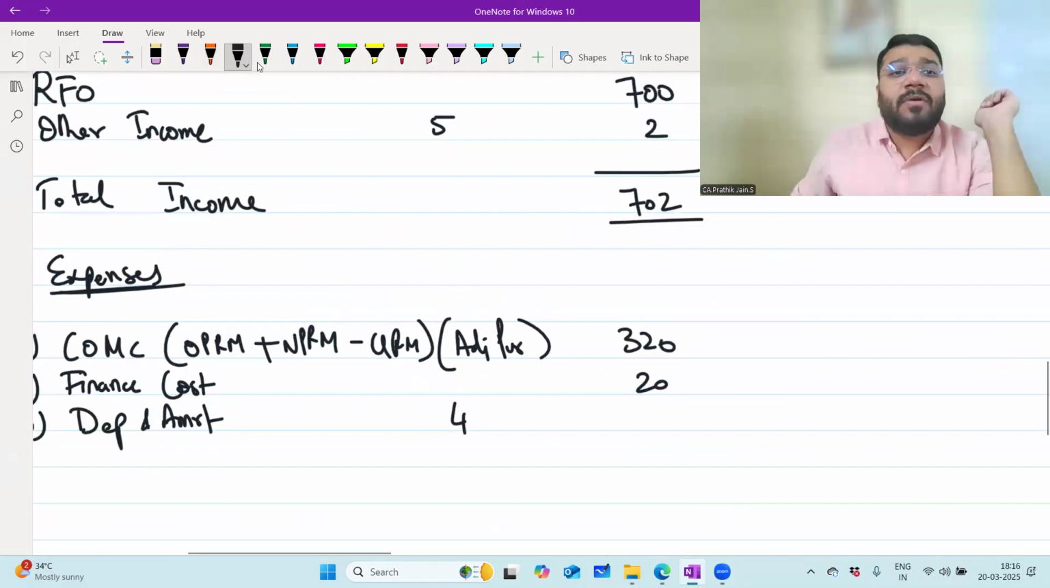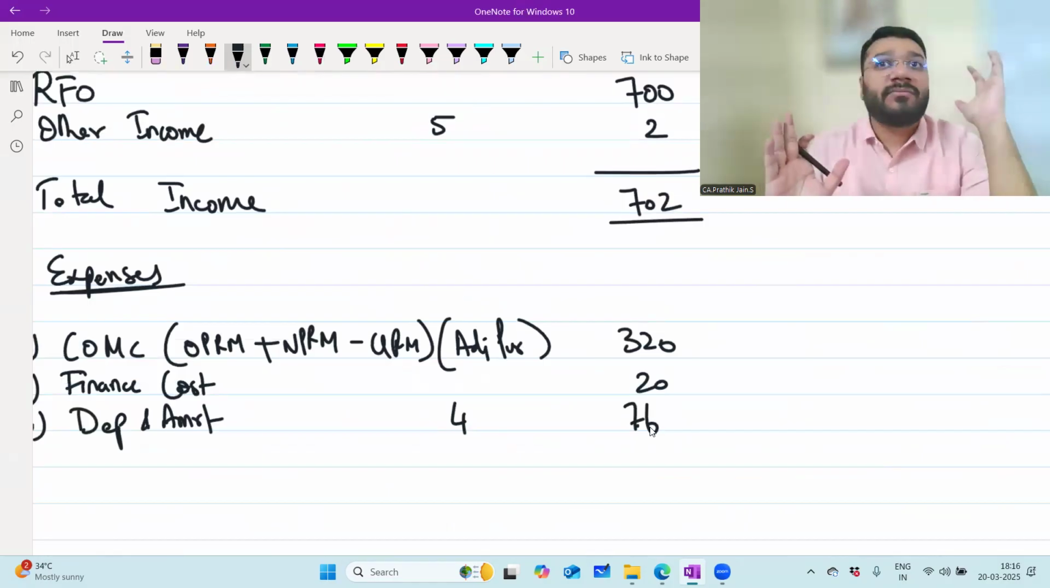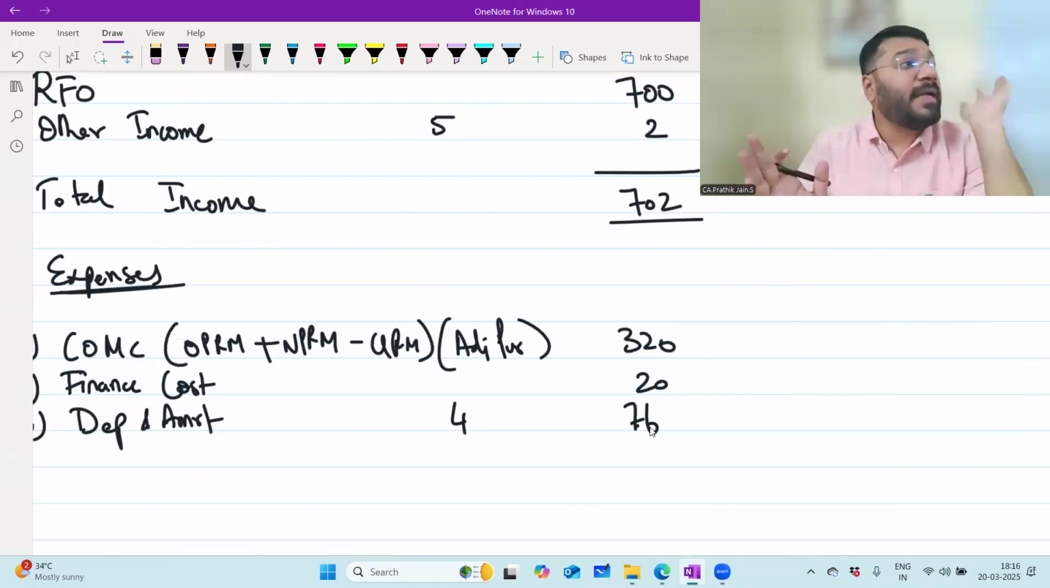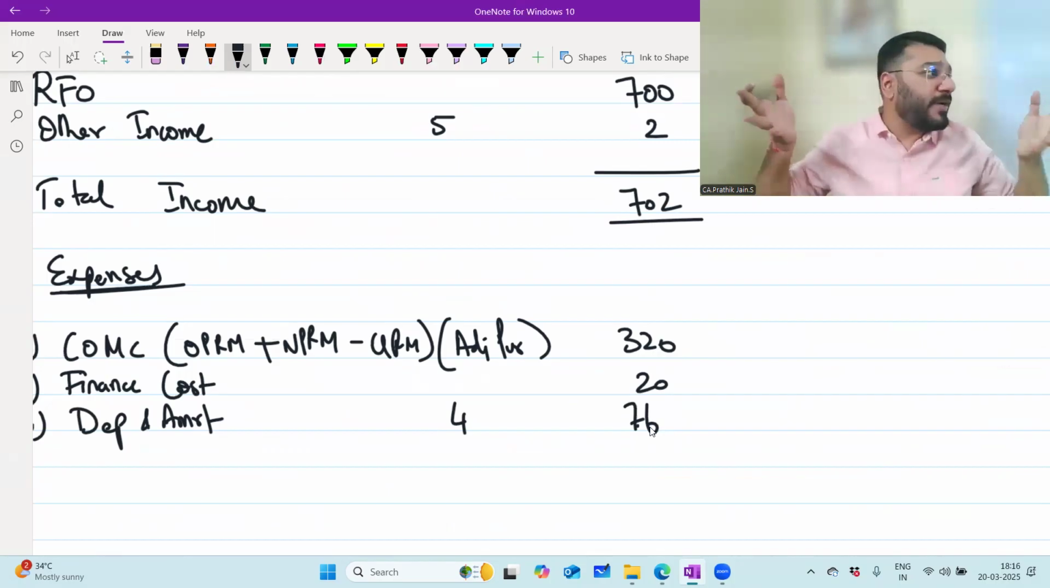See, in exam, considering the time factor, you can do shortcuts here and there. But while teaching, you have to teach everything properly, no? So once we progress with more sums, I'll teach you what is the shortcut to be done. For first time, I'm doing a full-fledged PP. So I have to do properly only. No?